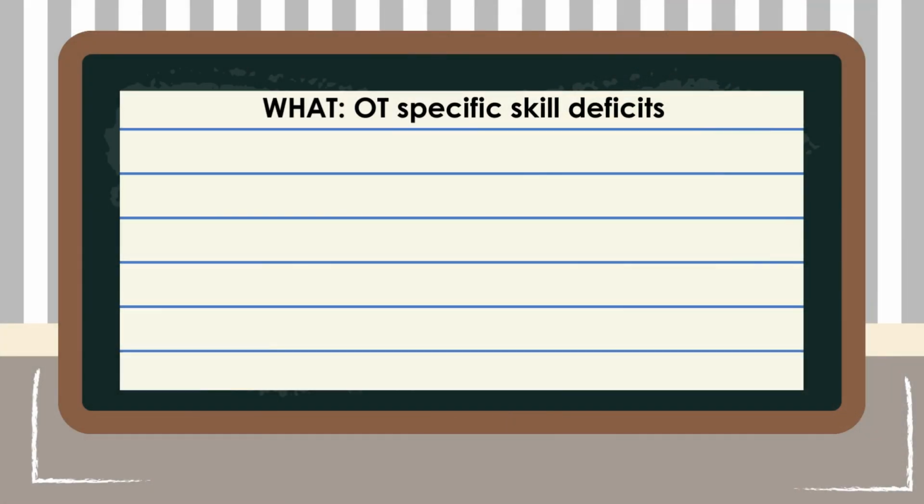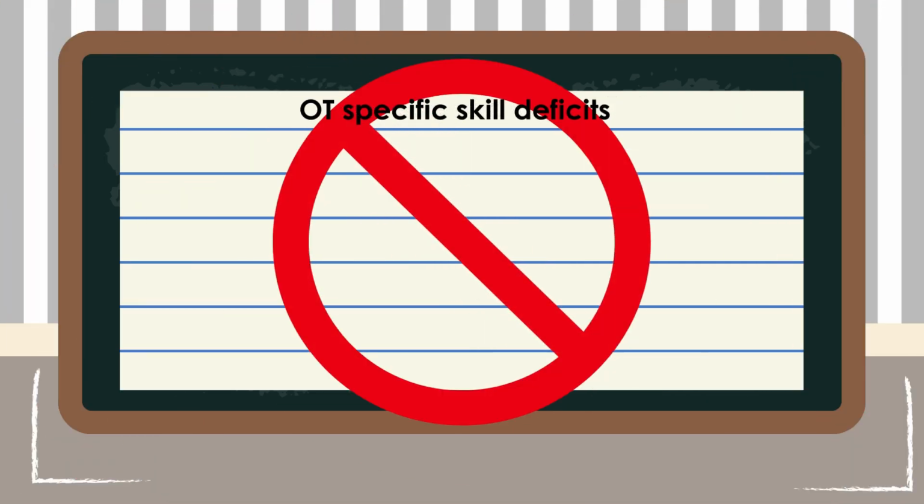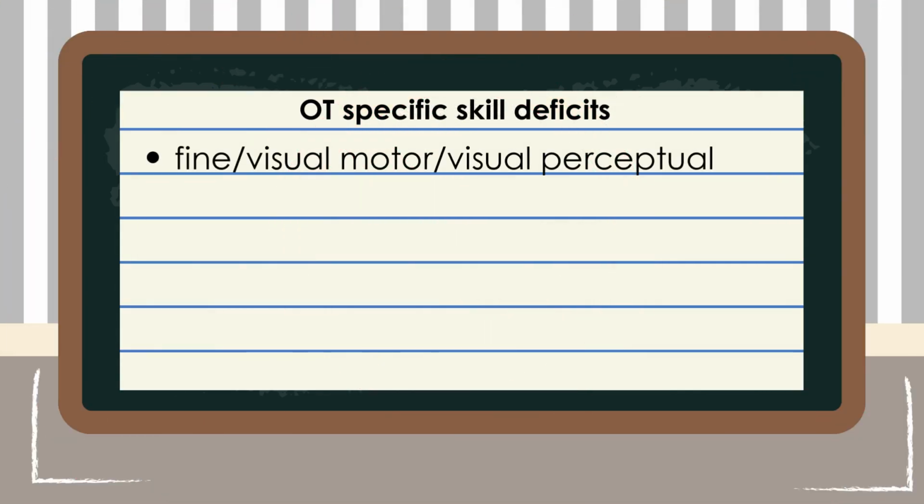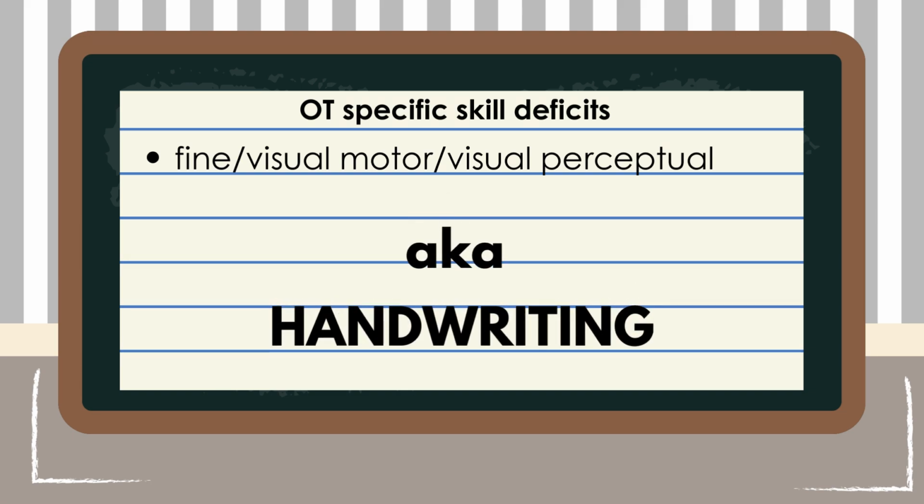Once you have identified where the difficulties are happening, you have to hone into the what. What is the skill deficit that the OT can specifically address? Again, this is not an exhaustive list, just the basics. Is the concern a fine visual motor or visual perceptual issue, also known in the school setting as handwriting?